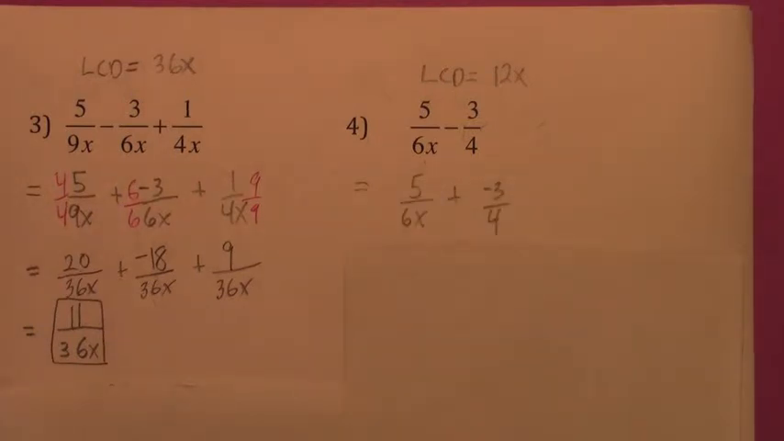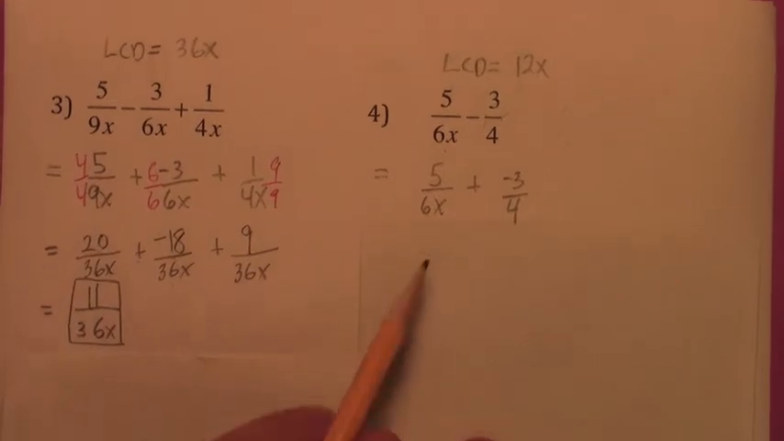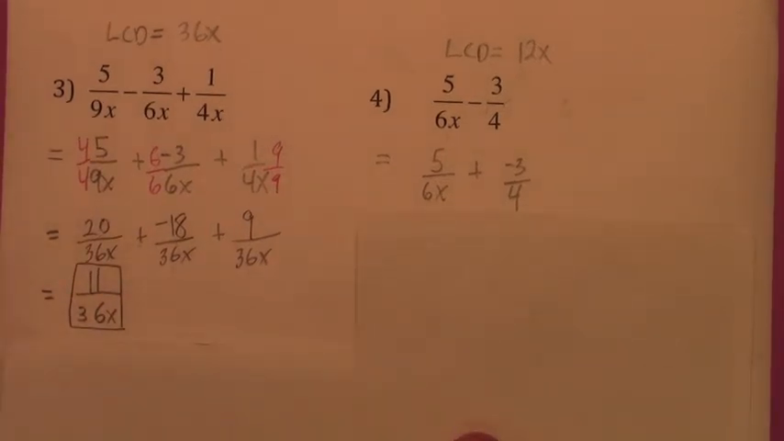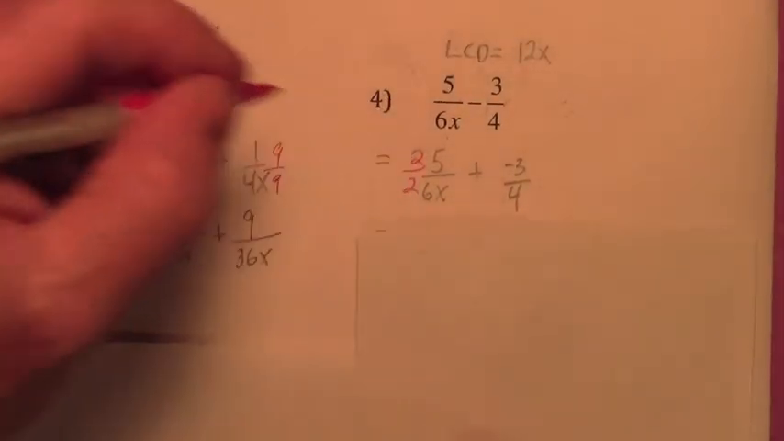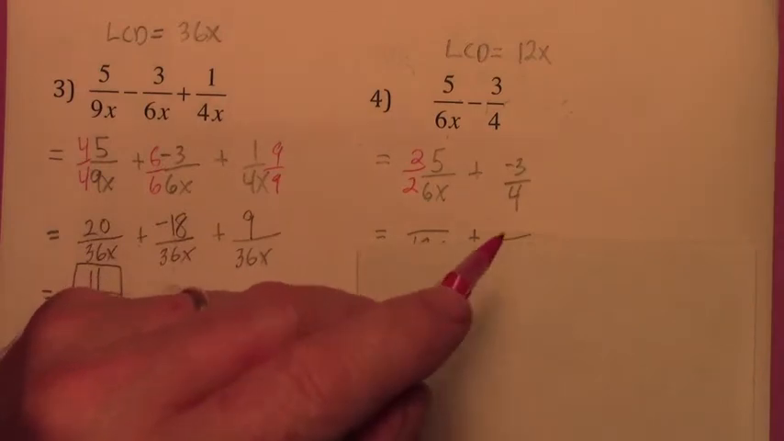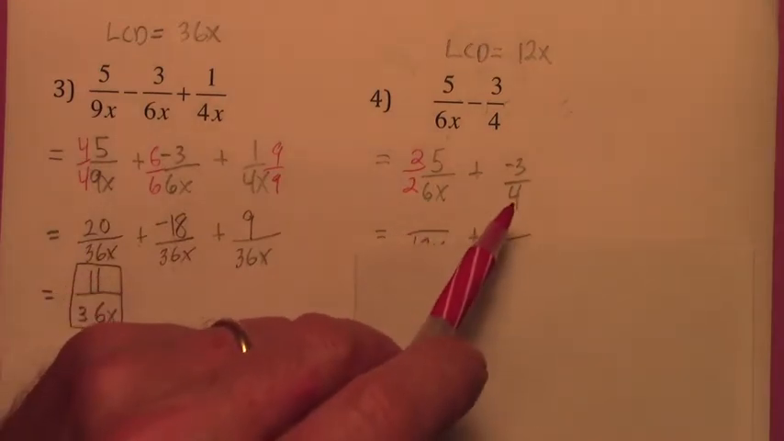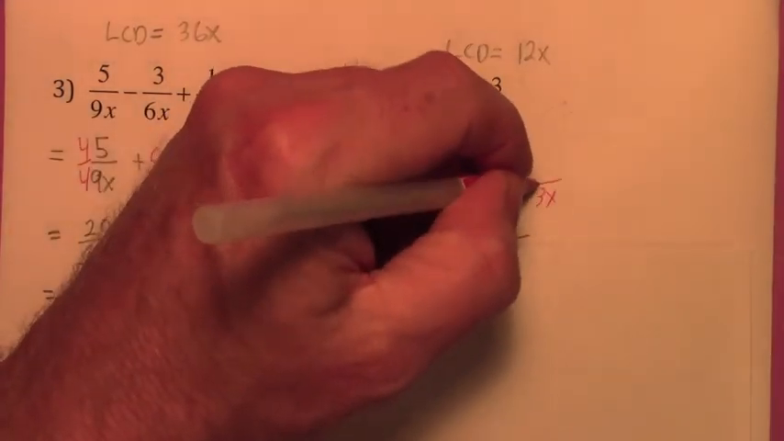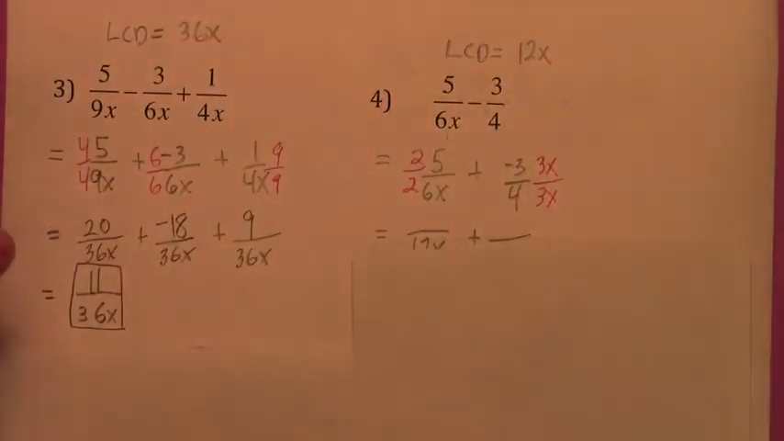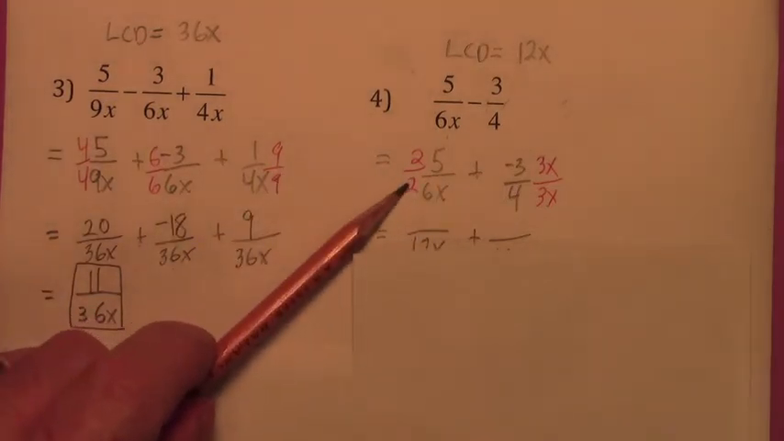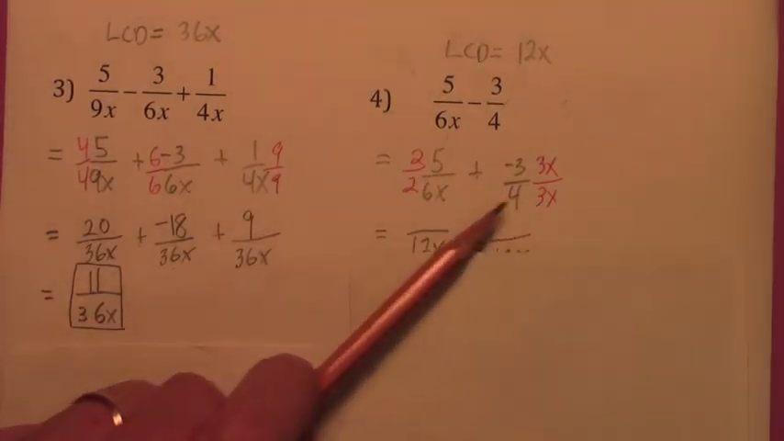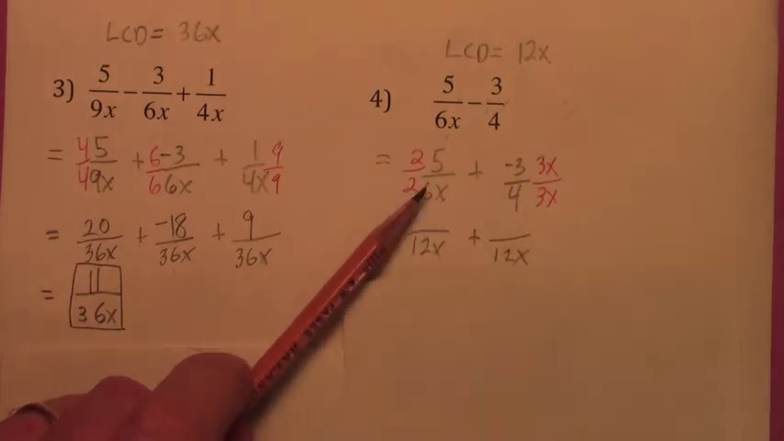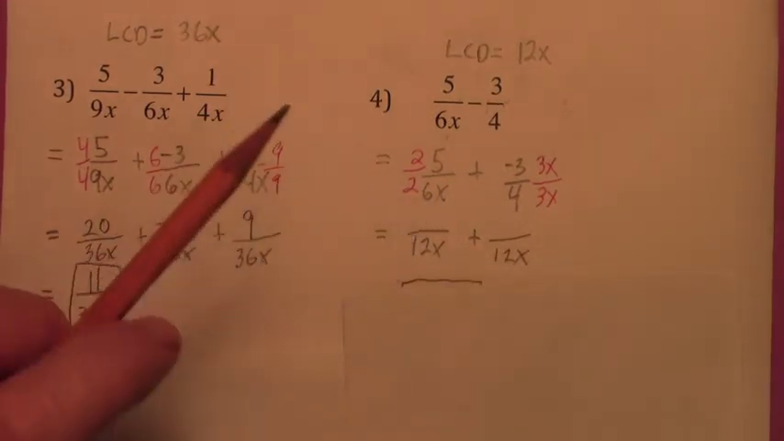Change to additive form. Then what do you multiply 6x by to get 12x? I'm going to multiply that top and bottom by 2. What do you multiply 4 by to get 12x? The answer is 3x. Don't forget to multiply by the x also. So how come this didn't need the x but this one did? It's because this already had the x on the bottom, right? Okay. So you got to be really careful.